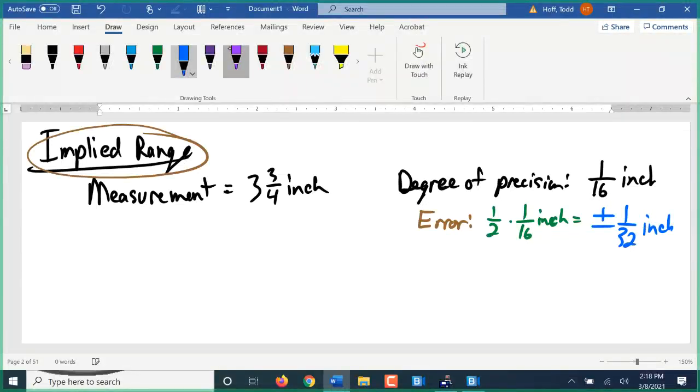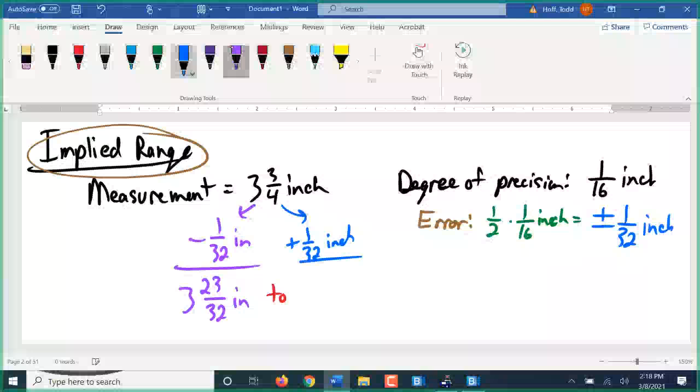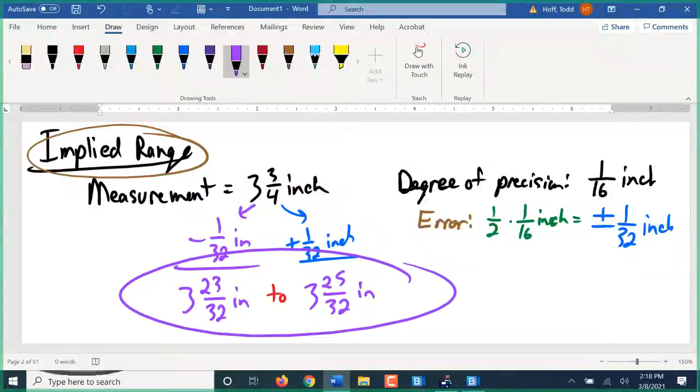So then our range, we take our measurement minus a 32nd of an inch, which is going to be what, 24, 23, 3 and 23 32nds, to our measurement plus a 32nd of an inch, which will be 3 and 25 32nds of an inch. That is the implied range.